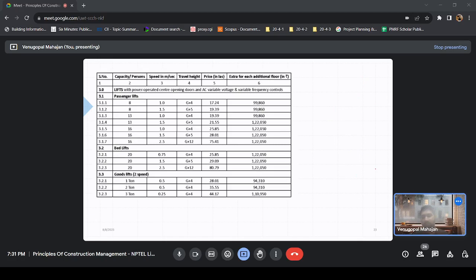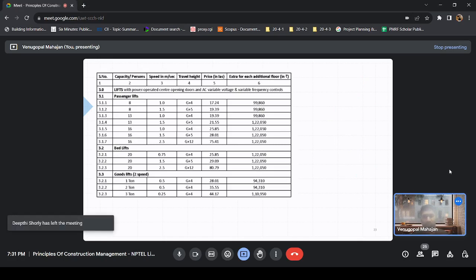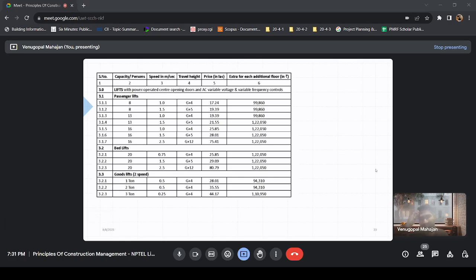Now moving forward, lift. Do you want to install it? Yes, sir, definitely. Okay, so let's choose a big lift so that everybody is happy. Let's say for 13 passengers, this one, speed is also good, G plus 5. We have got the cost, and as we have got one extra storey, you have to add this cost. Okay, so we chose this lift.